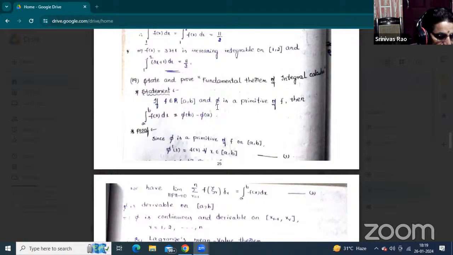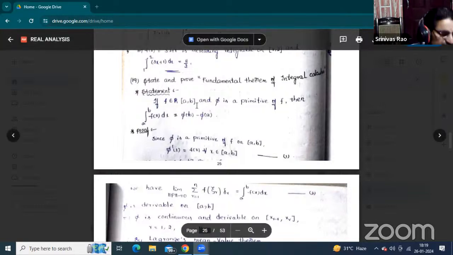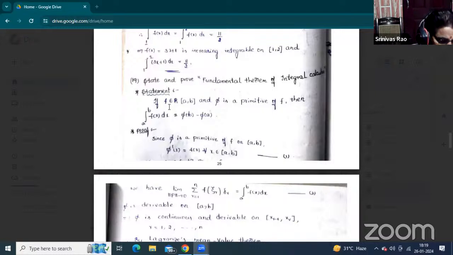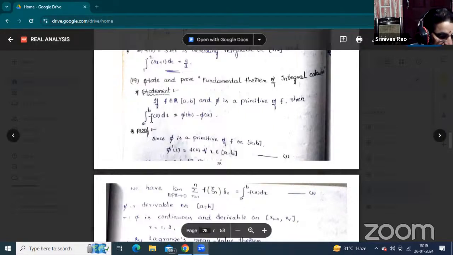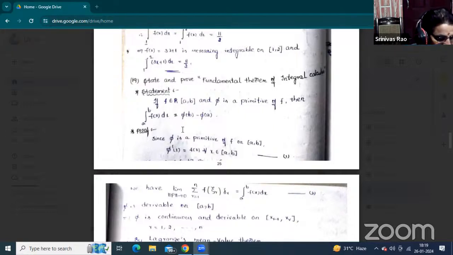And what is phi? Phi means the primitive of the function. Then, when the function is Riemann integrable, which is denoted by f belongs to R[a, b], and phi is the primitive of the function, then integral a to b f(x) dx equals phi(b) minus phi(a). What is phi? Phi is the primitive. Primitive means the antiderivative. Okay.